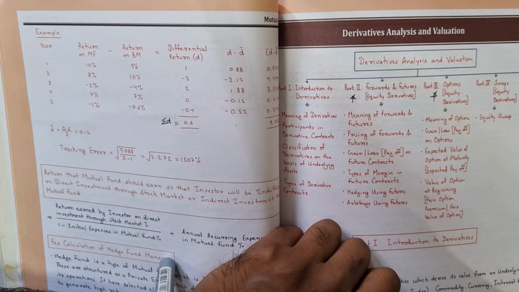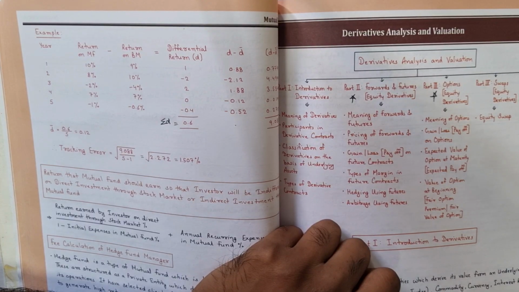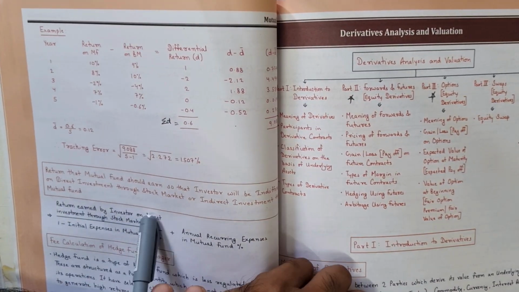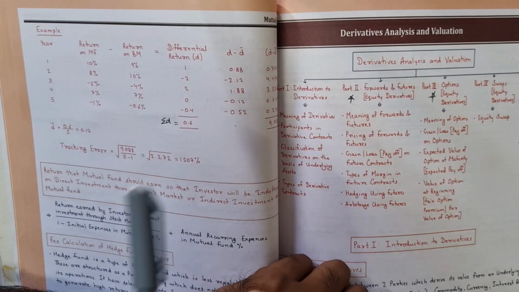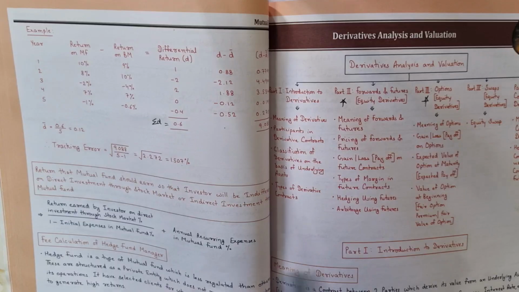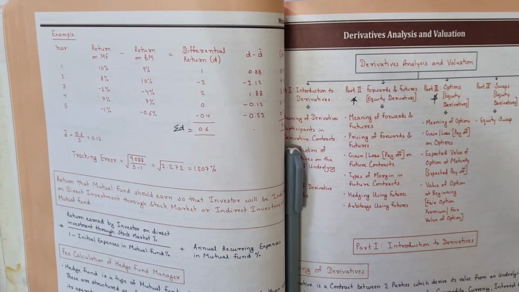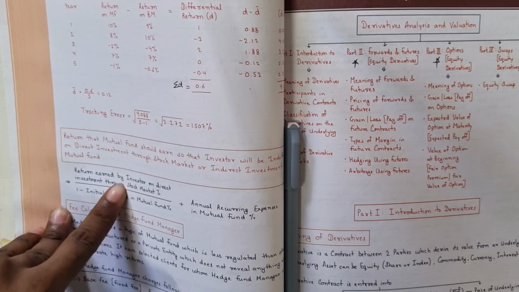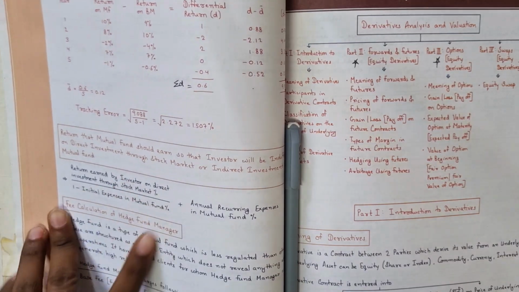That is the operating expenses, initial expenses, right? So how much should it earn? It is the return earned by the investor in the market divided by 1 minus initial expenses plus your recurring expenses for every year. That we have to add. Next, this fee calculation is basic maths, so you can do it.